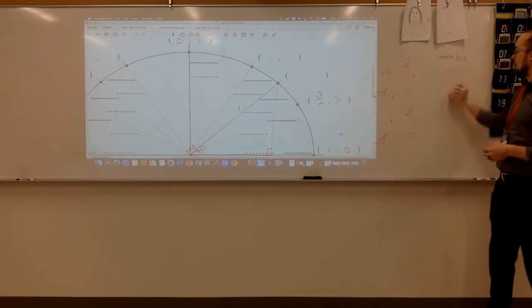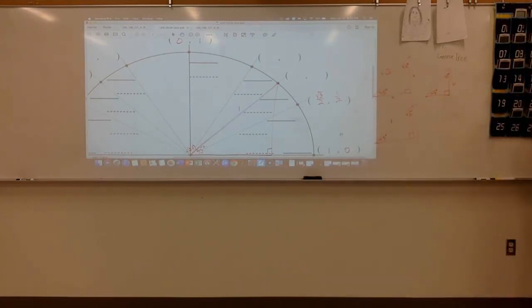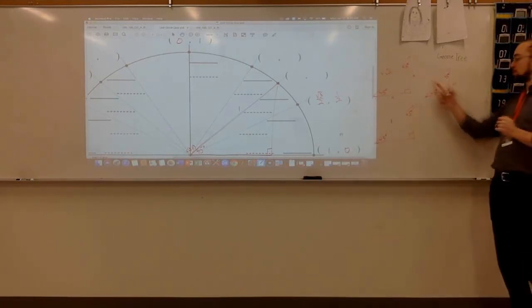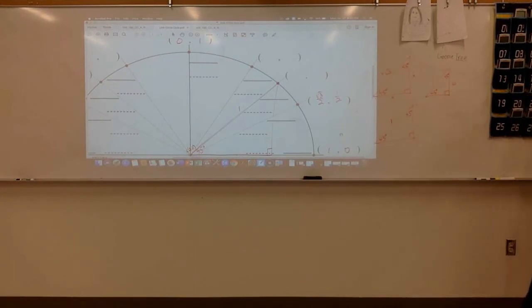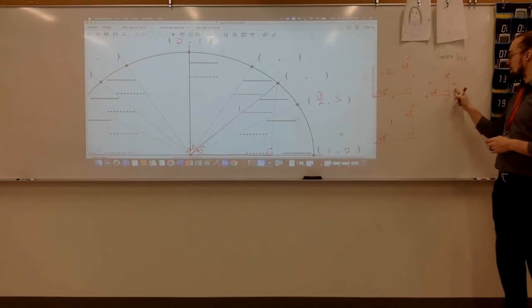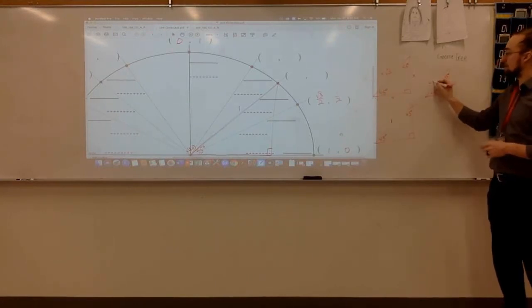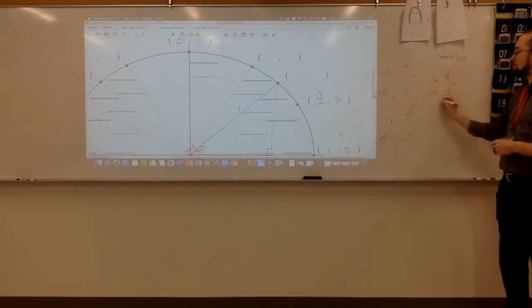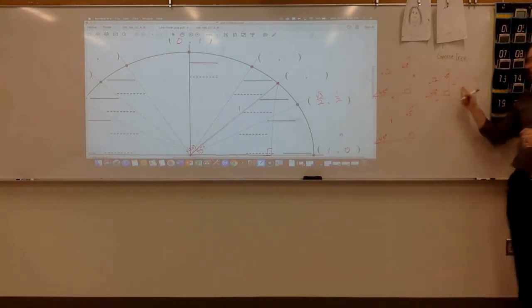What if I give you a 45, 45, 90, and I say that one of the legs is 6? How would we find the other two sides here? 6 multiplied by it. Yeah, so this side we would just multiply by the square root of 2 to get the hypotenuse. Well, think about going backwards.